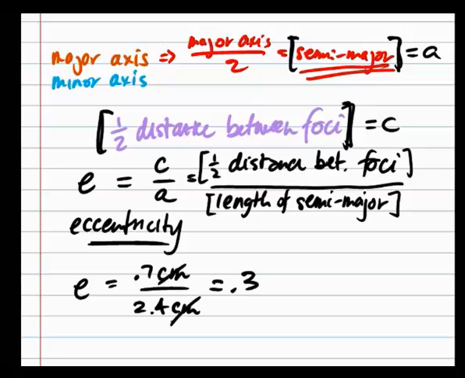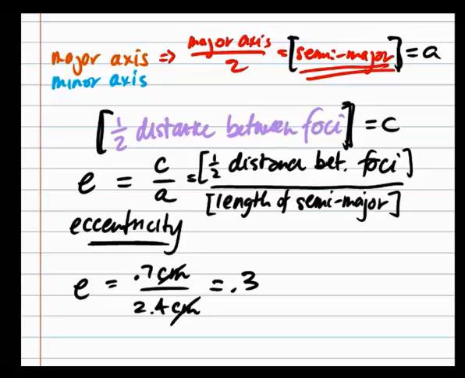Now the centimeters over the centimeters cancel, so the eccentricity is unitless. You don't put any units, it's not inches or centimeters or anything like that. It's just simply equal to 0.3. So it turns out our ellipse here that I've drawn for you has an eccentricity of 0.3.